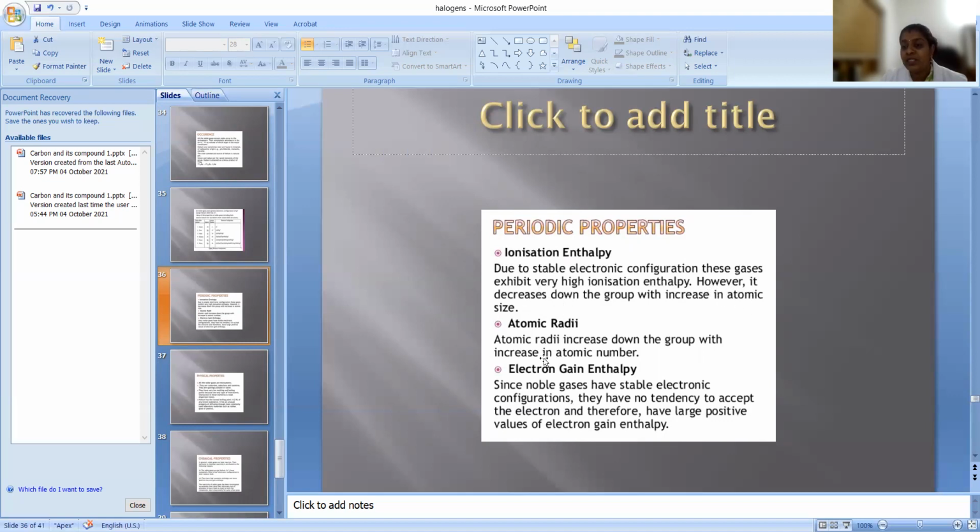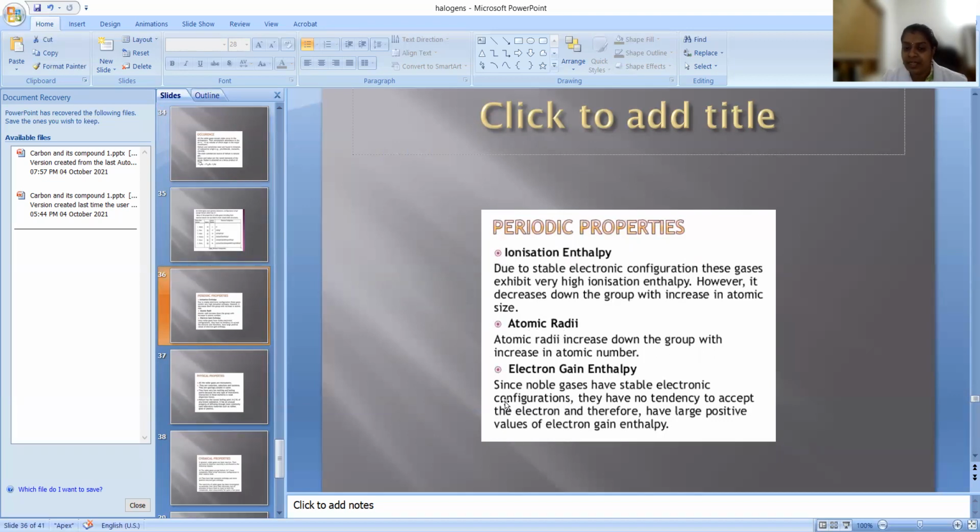But when we are moving down, what will happen? Ionization energy decreases because the size of the atoms is increasing. So the nuclear charge exerting on the outer electron will decrease and it will be easy to remove the electron. Now, what about atomic radius? It will be increasing down the group because the number of shells is increasing.